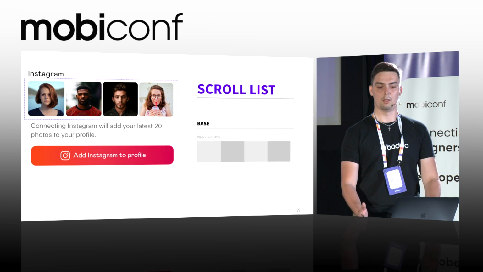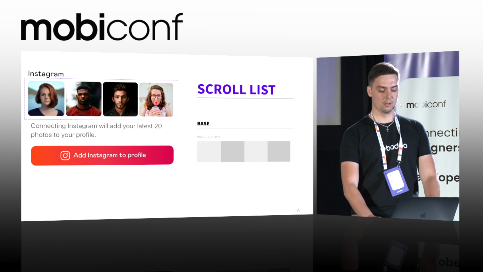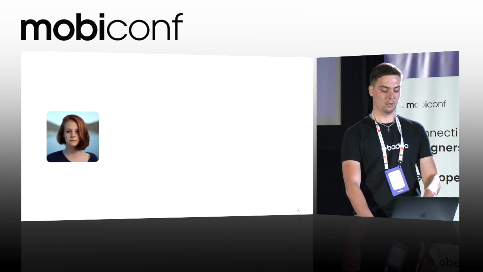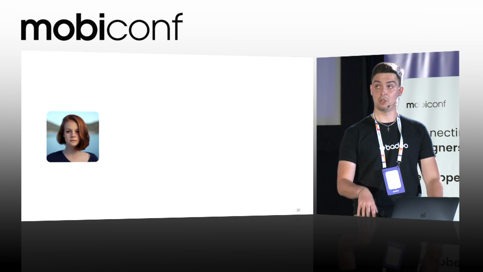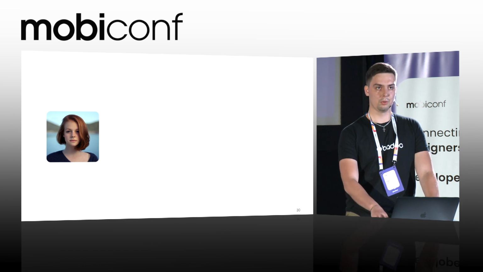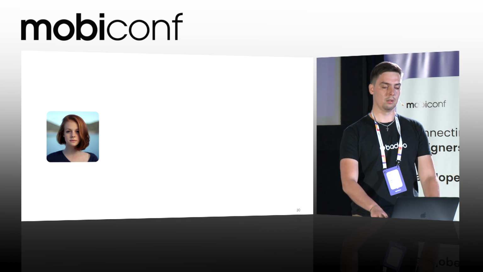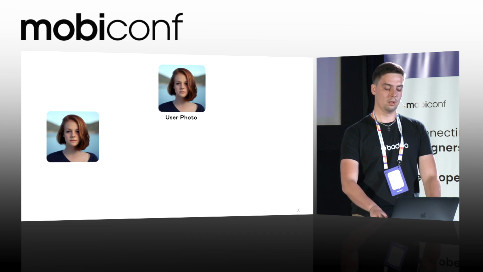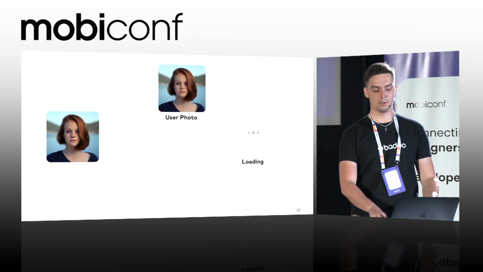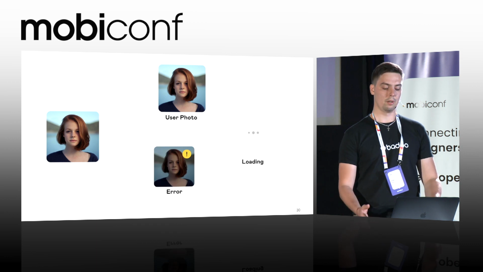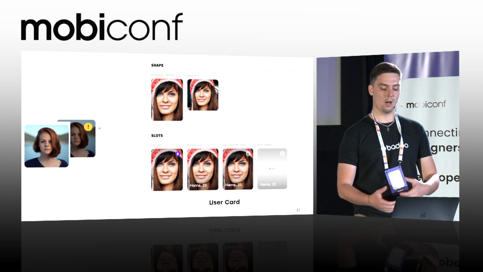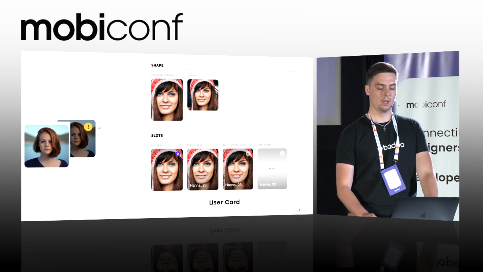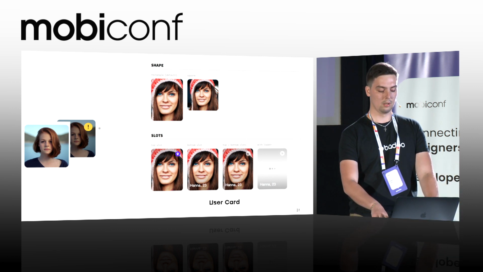For the list, we have a responsible scroll list element, where you can add items with user photos. And each item of user photo can be in different states. For example, it can be in the state showing a photo. We also want to show a loading state. We want to show an error. And for all of these states, we also have a responsible component. It is named user card.